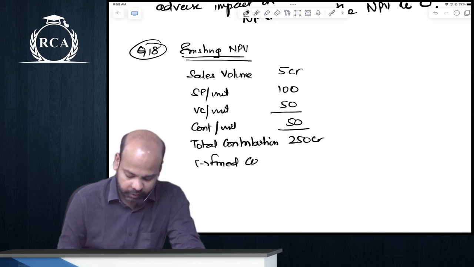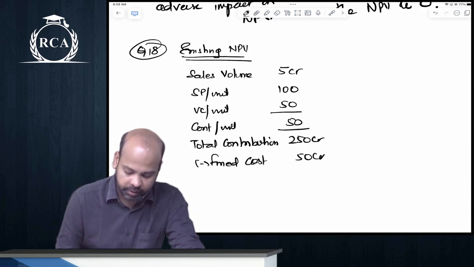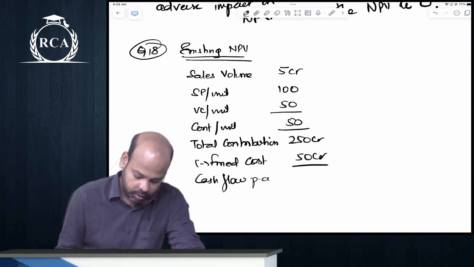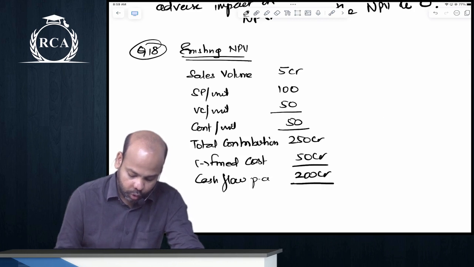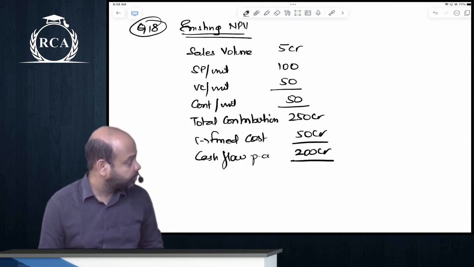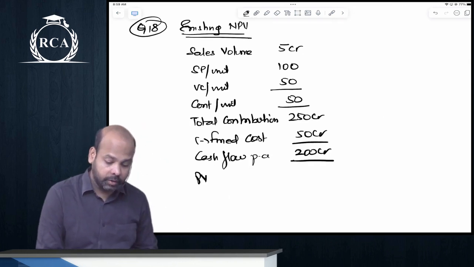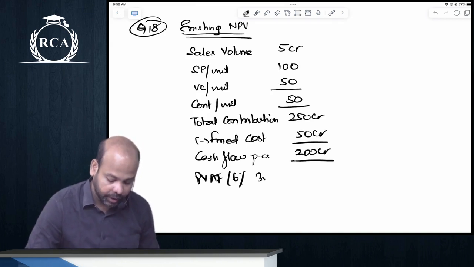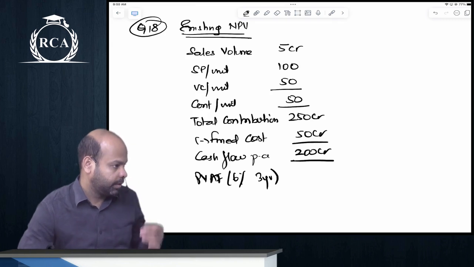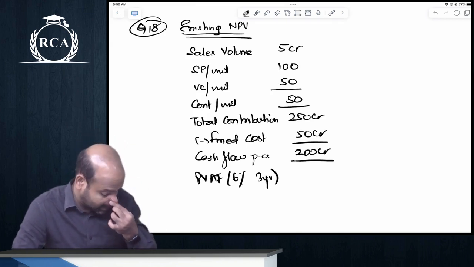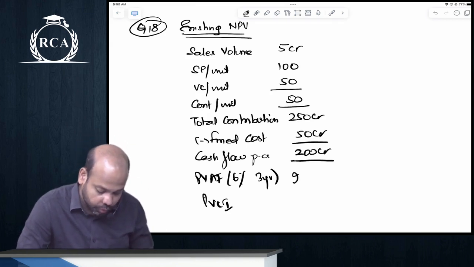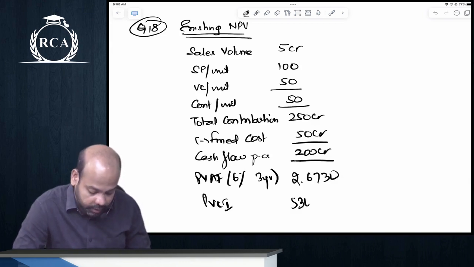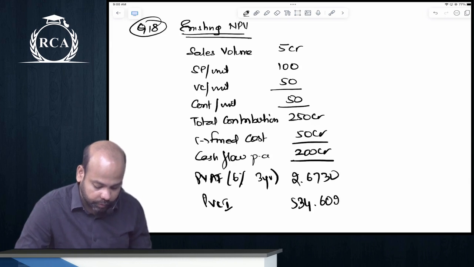There are no taxes, no depreciation, nothing. All of those details will be ignored. Your cash flow per annum would be considered to be 200 crores. Present value annuity factor, how much is it, beta? 6%, 3 years: 2.6. So 534.6024.